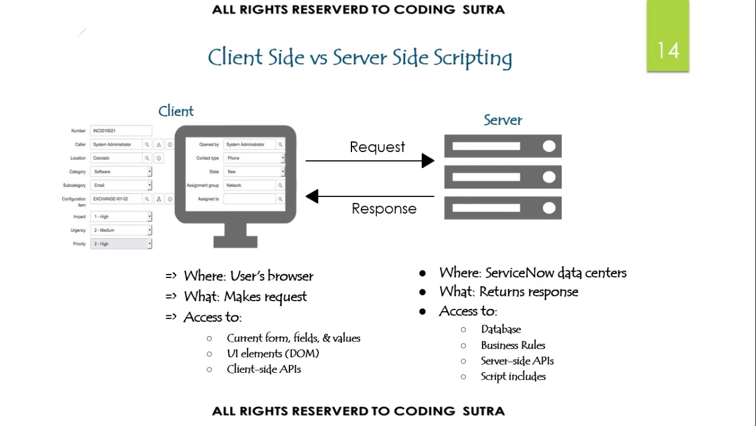Client-side is nothing but the user's browser where the form is loaded and usually the request is generated. If we think logically, we currently have access to the current form, fields and values, and UI elements. So with the help of client-side scripting, we can manipulate the current form, fields and values by using various client-side APIs like GlideForm and GlideUser.